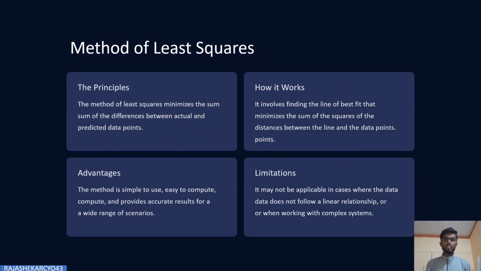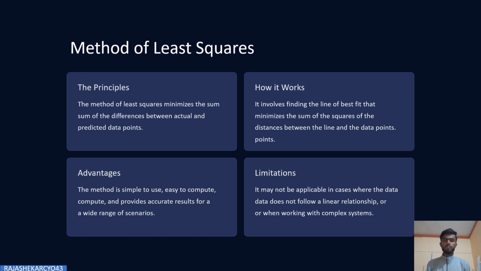The method of least squares. The principle is: the method of least squares minimizes the sum of the differences between actual and predicted data points. How does it work? It involves finding the line of best fit that minimizes the sum of the squares of the distances between the line and the data points.